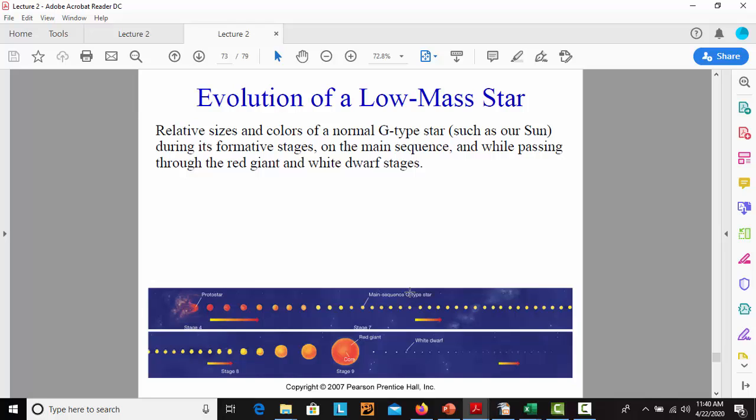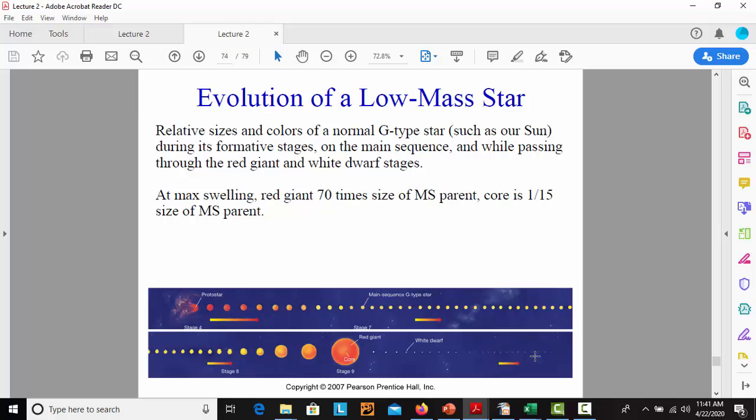So the relative size and colors of a normal G-star, such as our Sun, during its formative stage, on the main sequence, and while passing through the red giant and white dwarf stages. Right, so it starts as a protostar, it gets smaller and smaller, it gets into the main sequence, then it starts getting a little larger and larger because it gets into the red giant stage and then the white dwarf, and then it's starting to get to the end of its life.